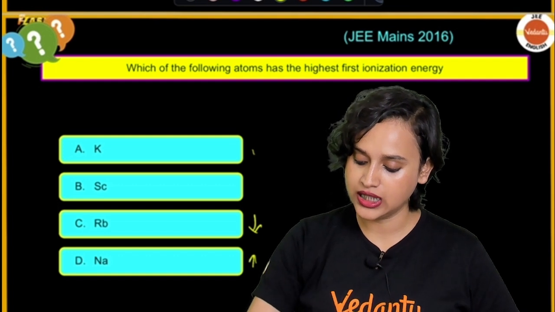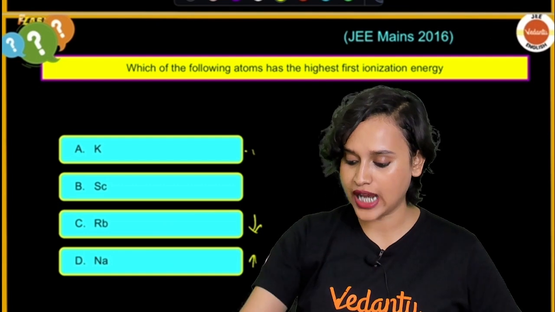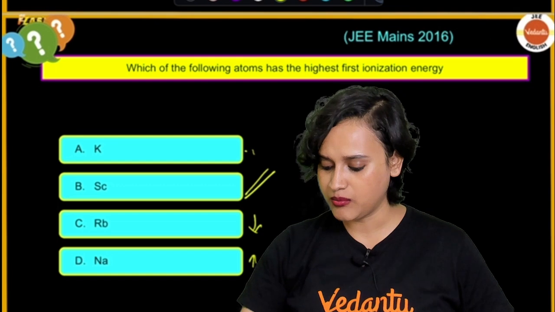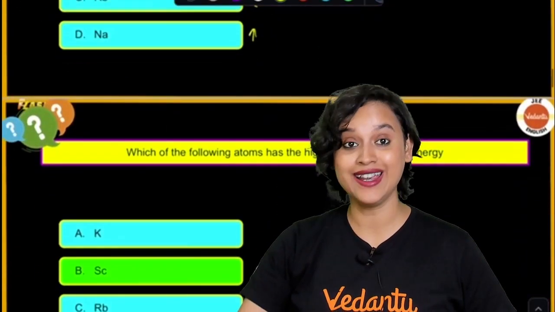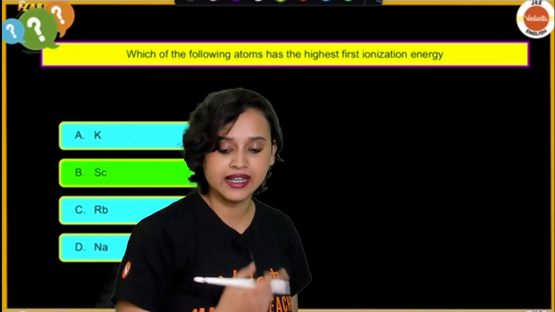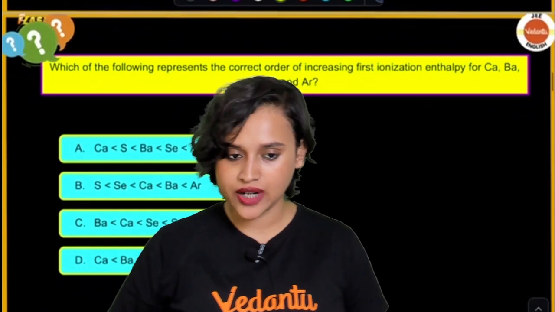Potassium will be a little less. Scandium, as we go that side, is in the next group. So scandium, I think, will have the highest ionization enthalpy. Maybe. I think that is, yay, it is right. Yes, scandium has the highest first ionization energy. Okay. All right. Next question, everybody.